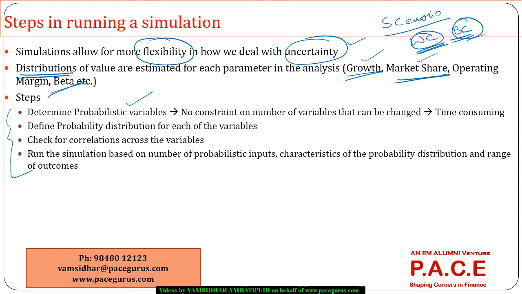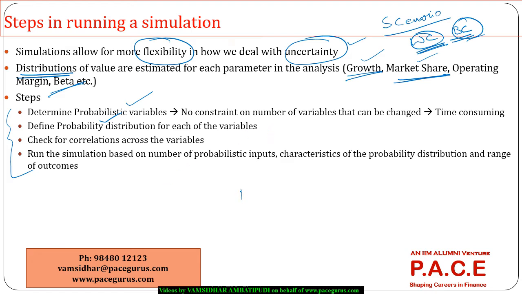But remember, the only problem is the technology, the processing time. The computation time will be extremely high when you are running simulations on multiple variables compared to running it on one single variable. That's the only constraint, but there is nothing else that is stopping you from deciding on the number of variables to consider for your model. But whatever variables you have considered, we are defining the probability distribution for each of the variables.